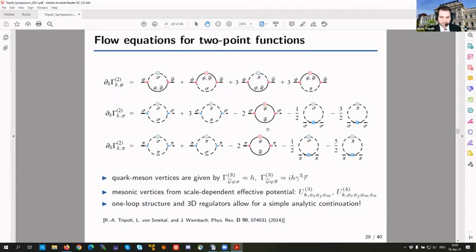So if we have this information on the effective potential, we can then use it to solve the flow equations for the two-point functions, which you see here. So these equations you can simply derive by taking functional derivatives of the Wetterich equation. And we need this then to arrive at the spectral functions in the end. So the two-point functions are basically the inverse propagators. And you know the spectral function is just the imaginary part of the propagator. So you see we have here the red triangles, which are the quark-meson vertices, which are given by the Yukawa coupling. Then we have the blue triangles and blue squares, which are the mesonic vertices, which we simply take from derivatives of this effective potential.